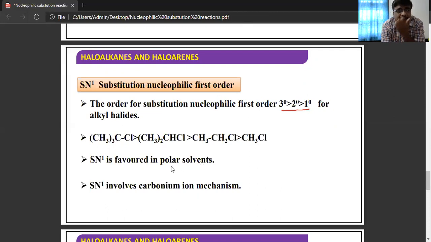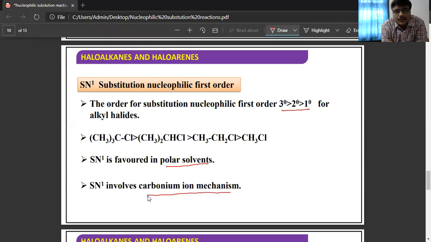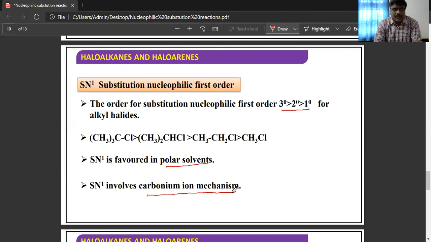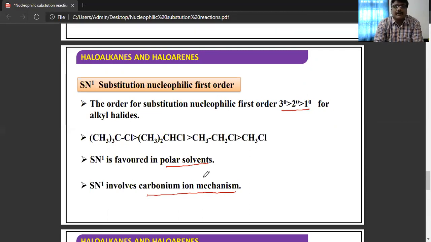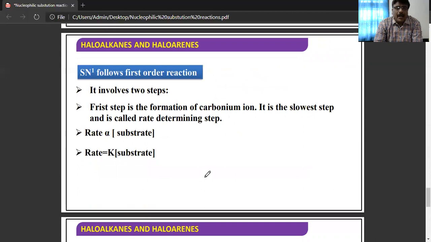SN1 is always favored in polar solvents. SN1 also involves the carbonium ion mechanism. So what is a carbonium ion? The positively charged carbon is known as a carbonium ion. This SN1 is a first order reaction. That means it depends on the concentration of only one of the reactants.